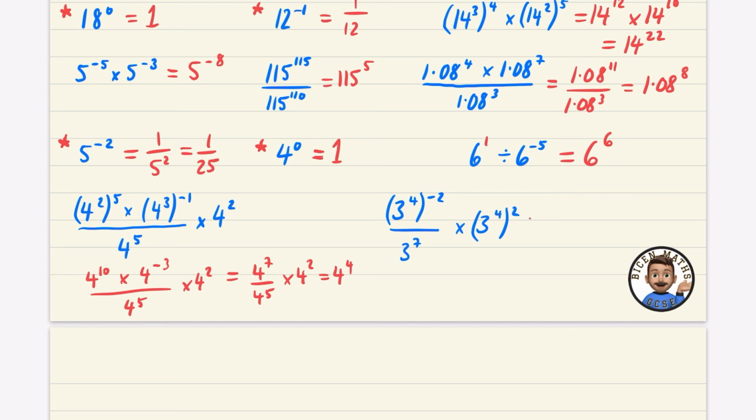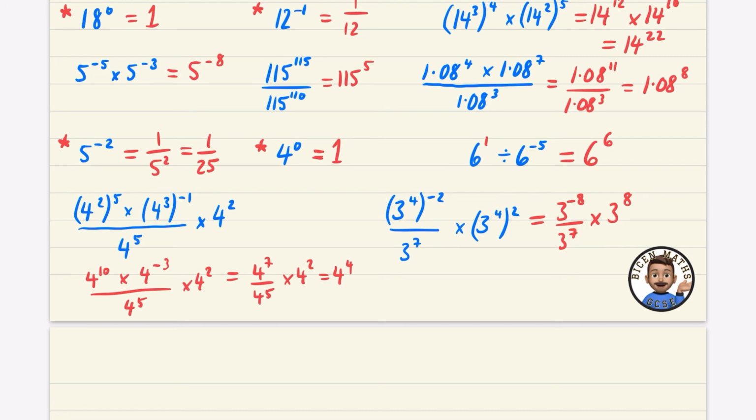Last question I'm going to do, the numerator of that first fraction is 3 to the power of minus 8, and I'm dividing it by 3 to the power of 7, and then I'm going to multiply it by 3 to the power of 8. So you can do this in any order. You could do minus 8, take away 7, and then plus 8, or you could do minus 8 plus 8, and then take away 7.